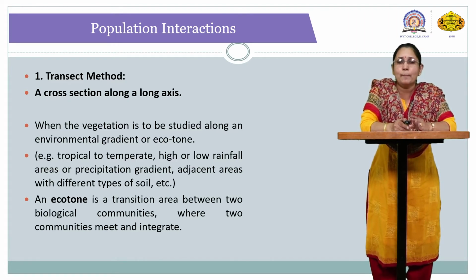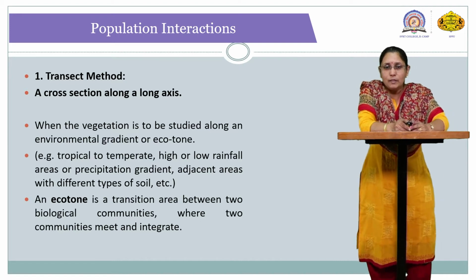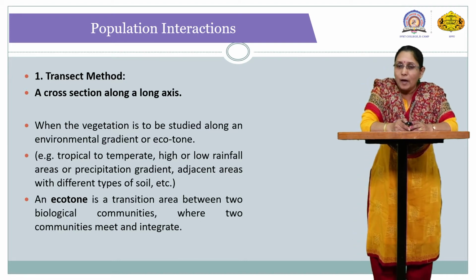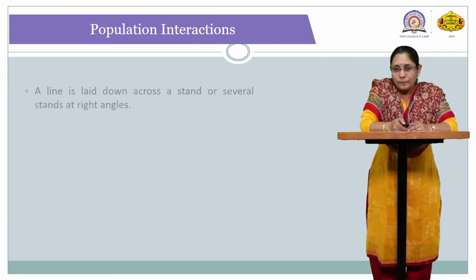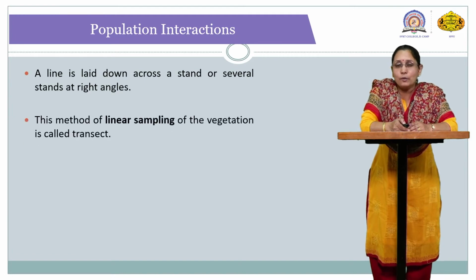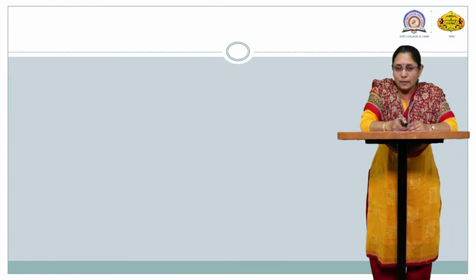Now here an example of an ecotone is given: tropical to temperate, high or low rainfall areas, or a precipitation gradient, adjacent areas with different types of soil, etc. All these examples, all these particular areas, one can understand with the help of this transect method. Then what are we actually doing in the transect method?